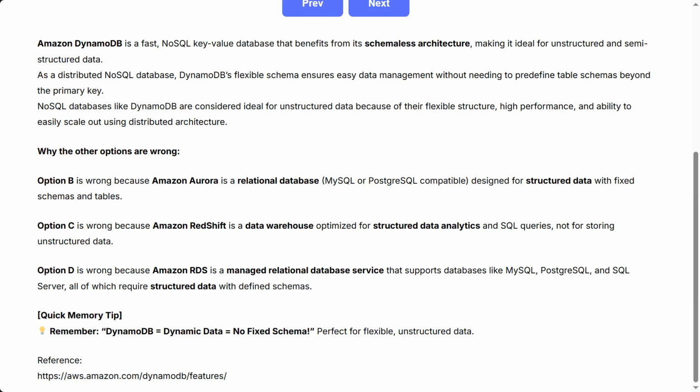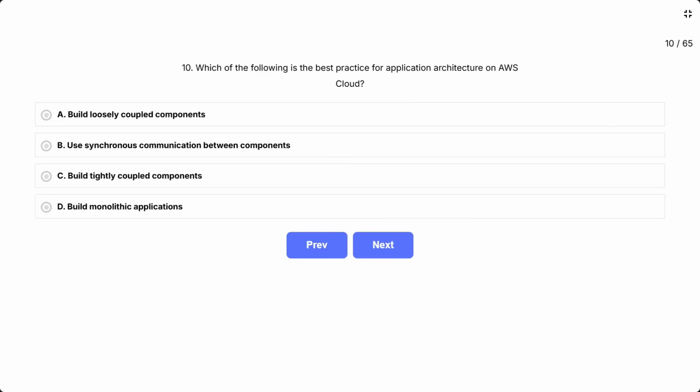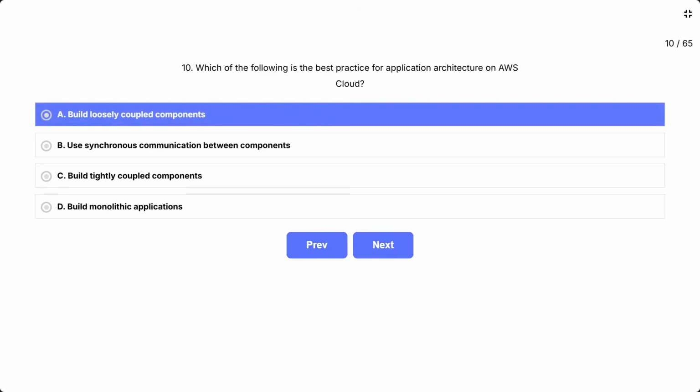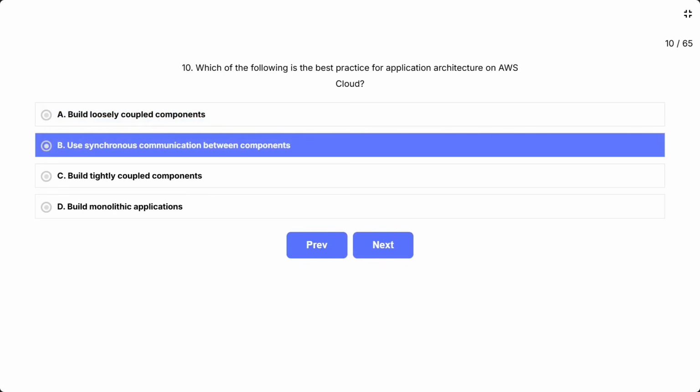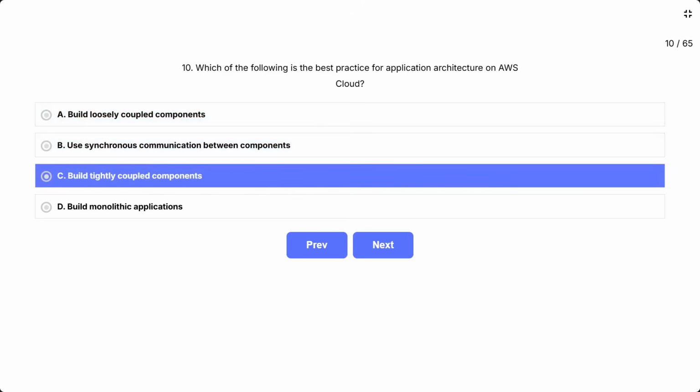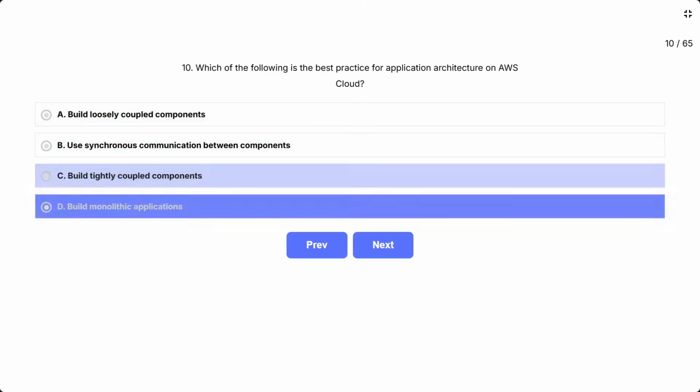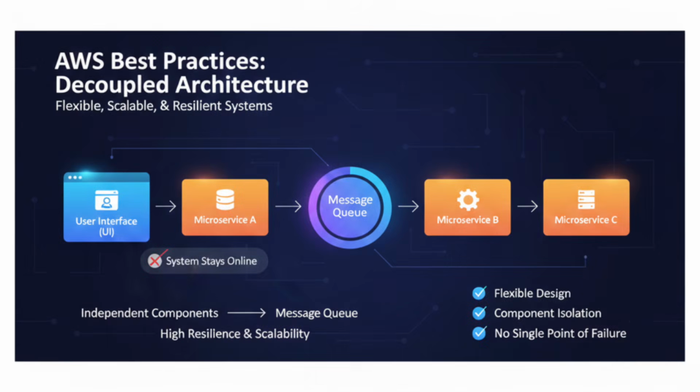Question 10. Which of the following is the best practice for application architecture on AWS Cloud? The options are A, build loosely coupled components, B, use synchronous communication between components, C, build tightly coupled components, D, build monolithic applications. This question is asking about AWS best practices for designing applications in the cloud.